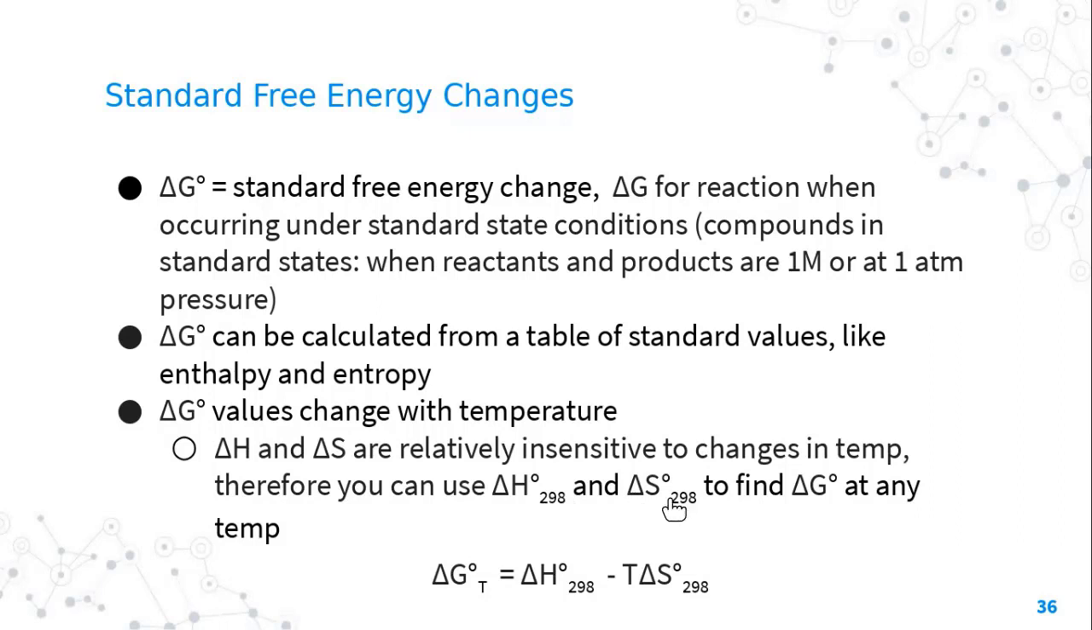You can use those to find delta G standard at any temperature. So your standard delta G, T is just any temperature you desire, whatever the problem calls for. You can just use these standard ones from the chart for the delta H and the delta S, and you don't have to worry about those changing based on the temperature.